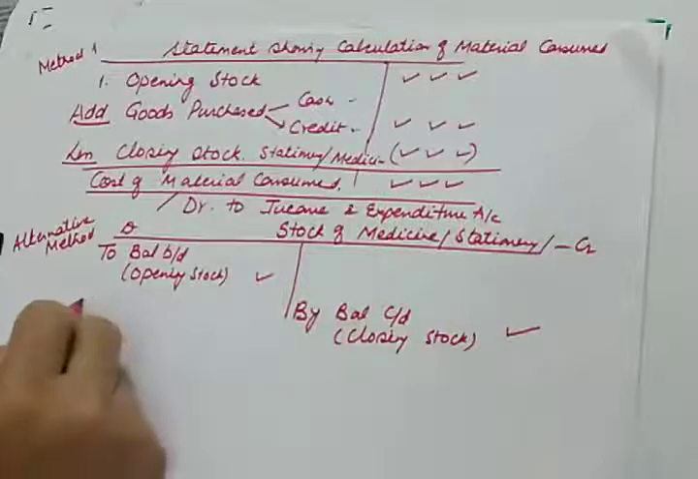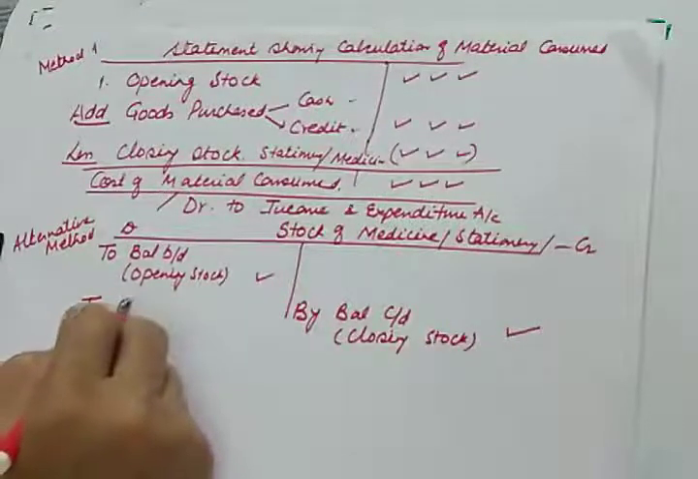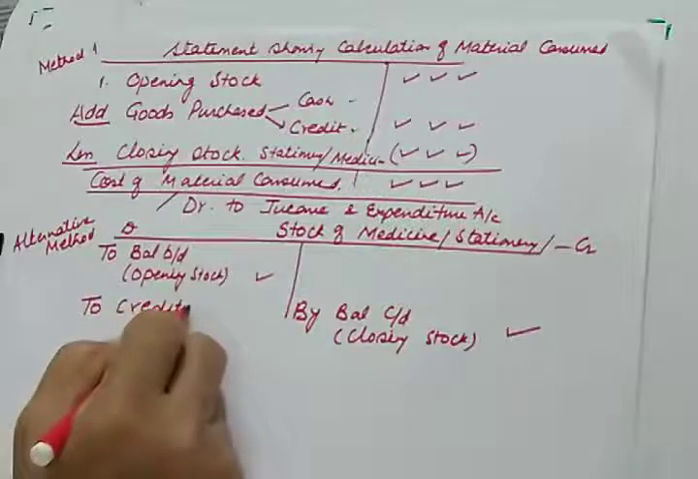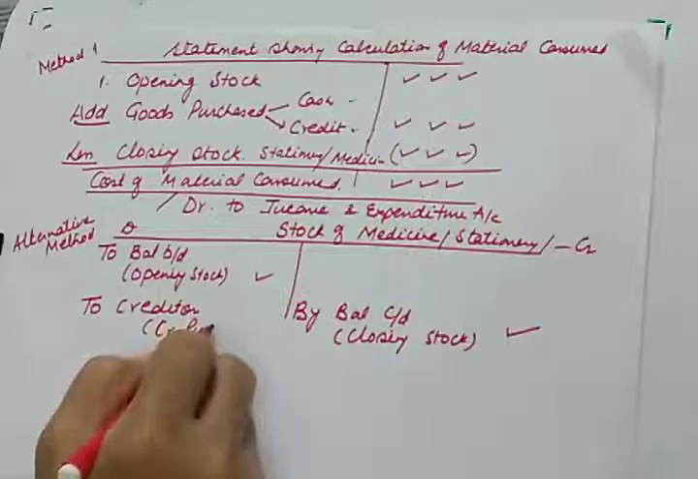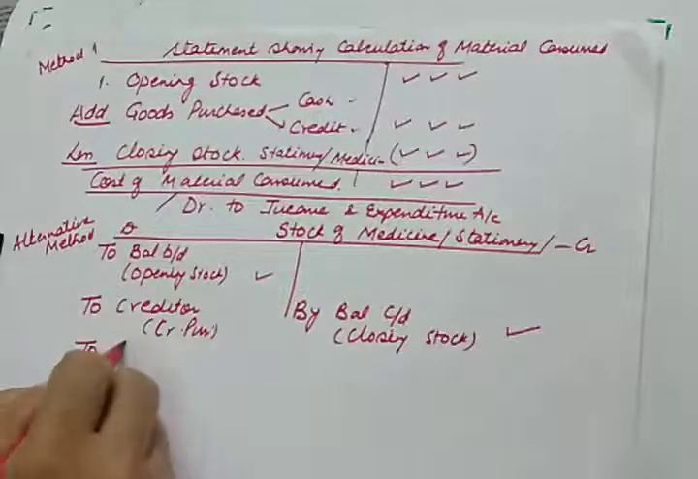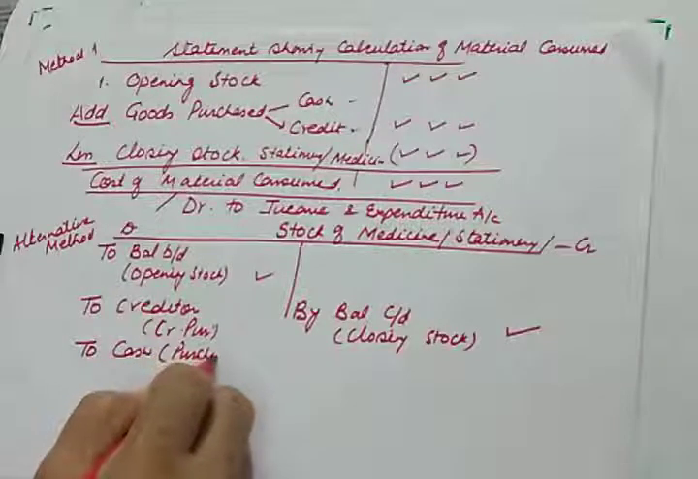And then purchases will be recorded here. If it is a credit purchase, we'll be writing creditors. In the bracket you can mention credit purchases. And if it is cash, we'll mention cash. In the bracket you can mention purchases.